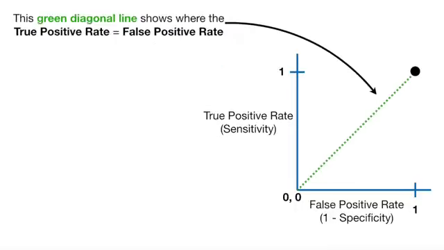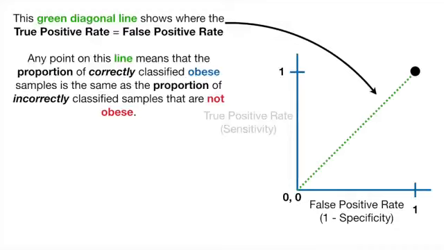This green diagonal line shows where the true positive rate equals the false positive rate. Any point on this line means that the proportion of correctly classified obese samples is the same as the proportion of incorrectly classified samples that are not obese.